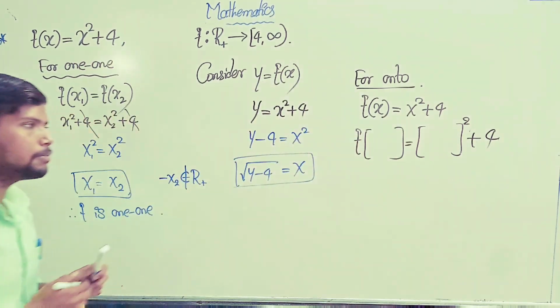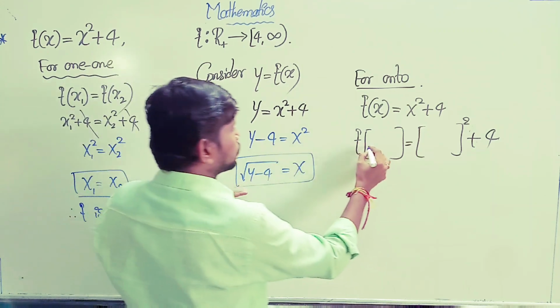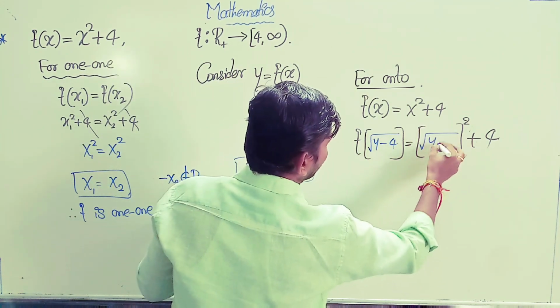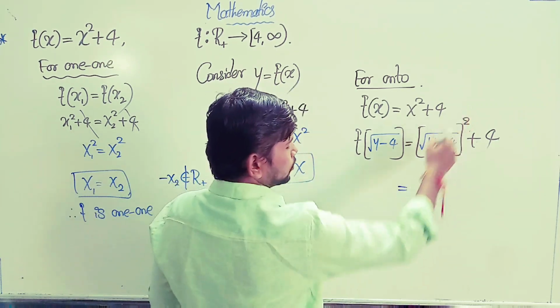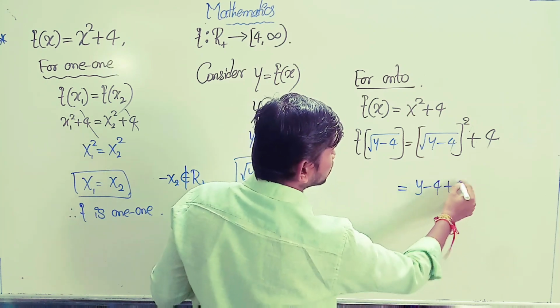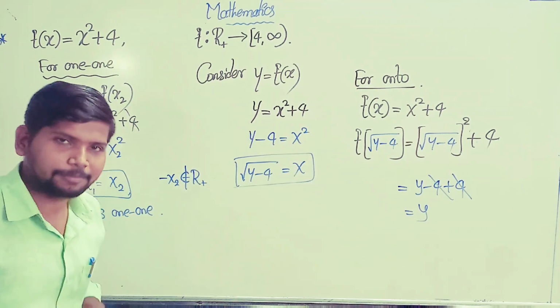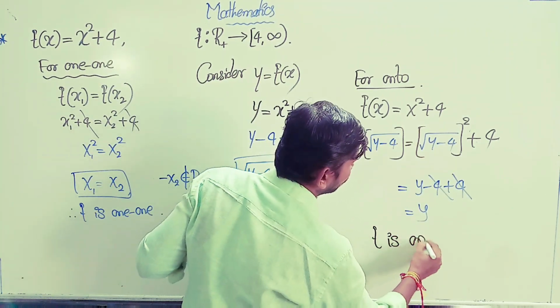Why am I keeping the x value empty? Because what is the x value? That I need to substitute: square root of y minus 4. Got it? Okay. The square root will be cancelled. It will be y minus 4 plus 4, and plus 4 minus 4 cancels. I got y, which means f is, yes, exactly, f is onto.